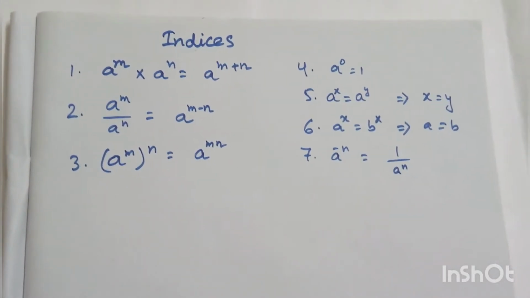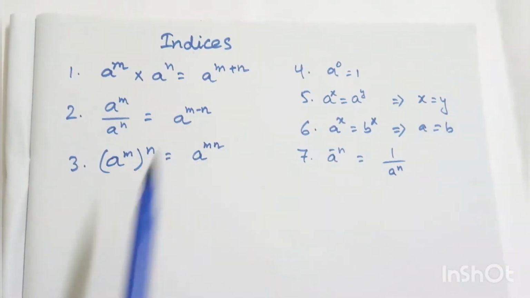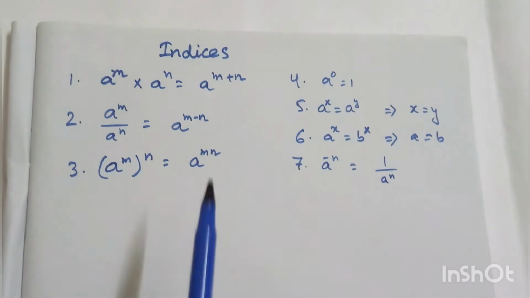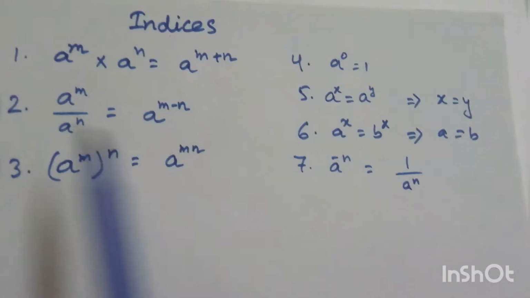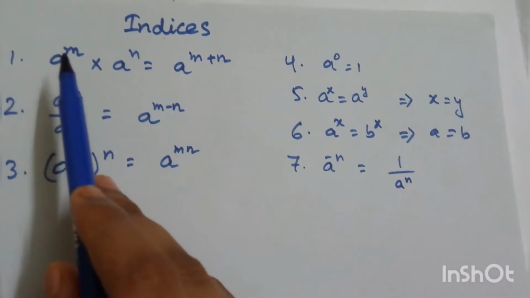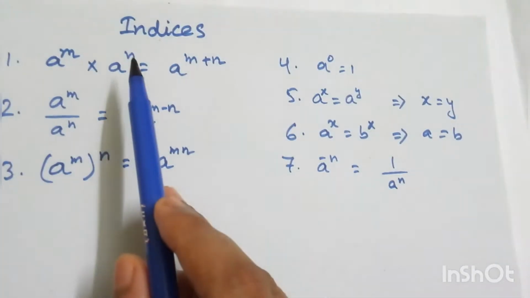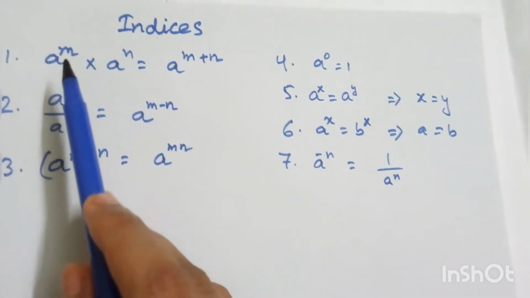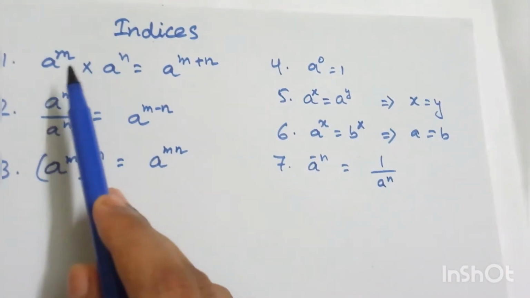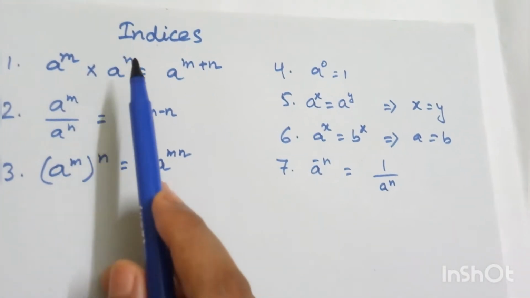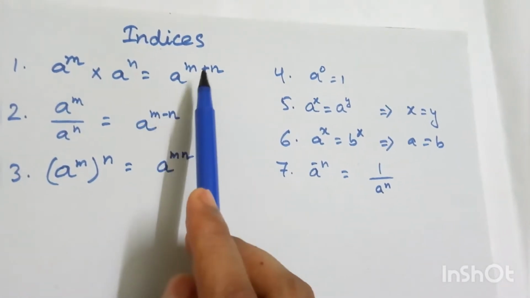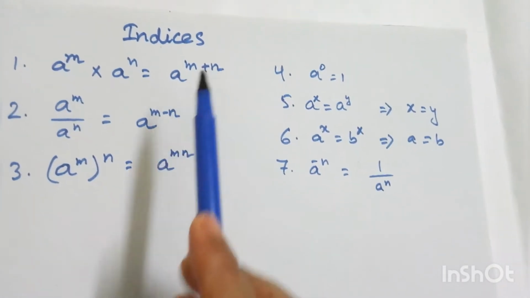Today we will learn about indices. There are some formulas you have to remember. First is a to the power m into a to the power n. Here a is the base, and m and n are called the powers. So we can write it as a to the power m plus n.